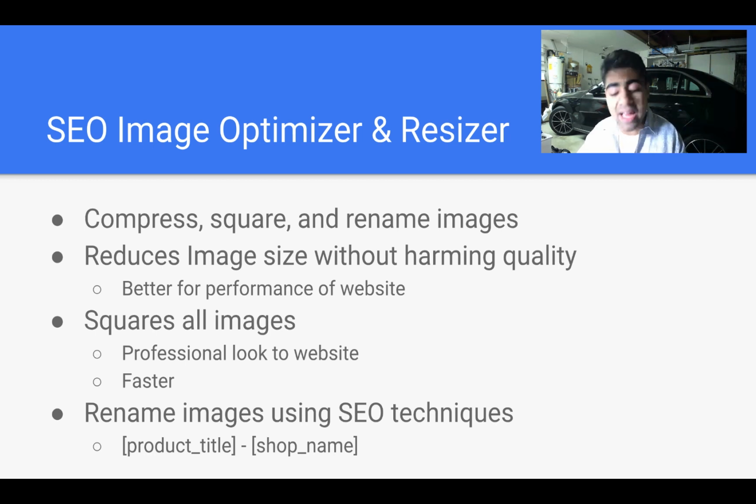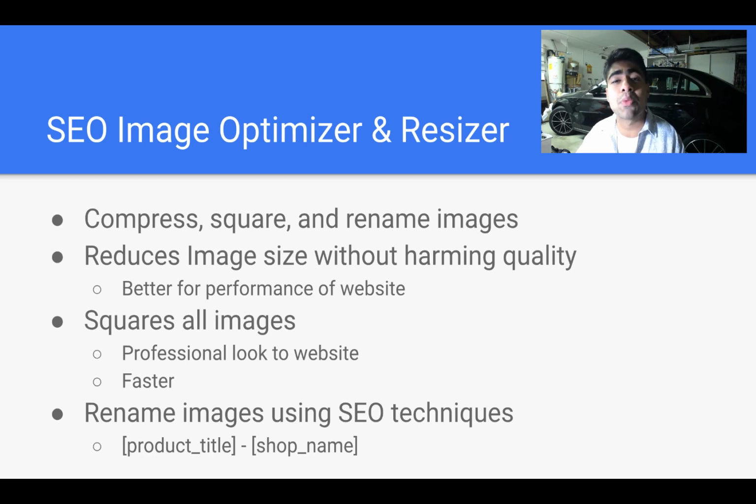So as I mentioned, this app also squares all of the images, and along with making those images faster, because now the resolution of those images is a perfect square, it also gives a professional look to your website. Now, how is that a professional look? If you're importing these product images from AliExpress, a lot of these product images may be rectangles or any other shapes. So if you square all of the images, this gives a unified look to your entire website and makes it look much more professional, and this could actually increase the conversion rate. So that's an extra benefit to this application.